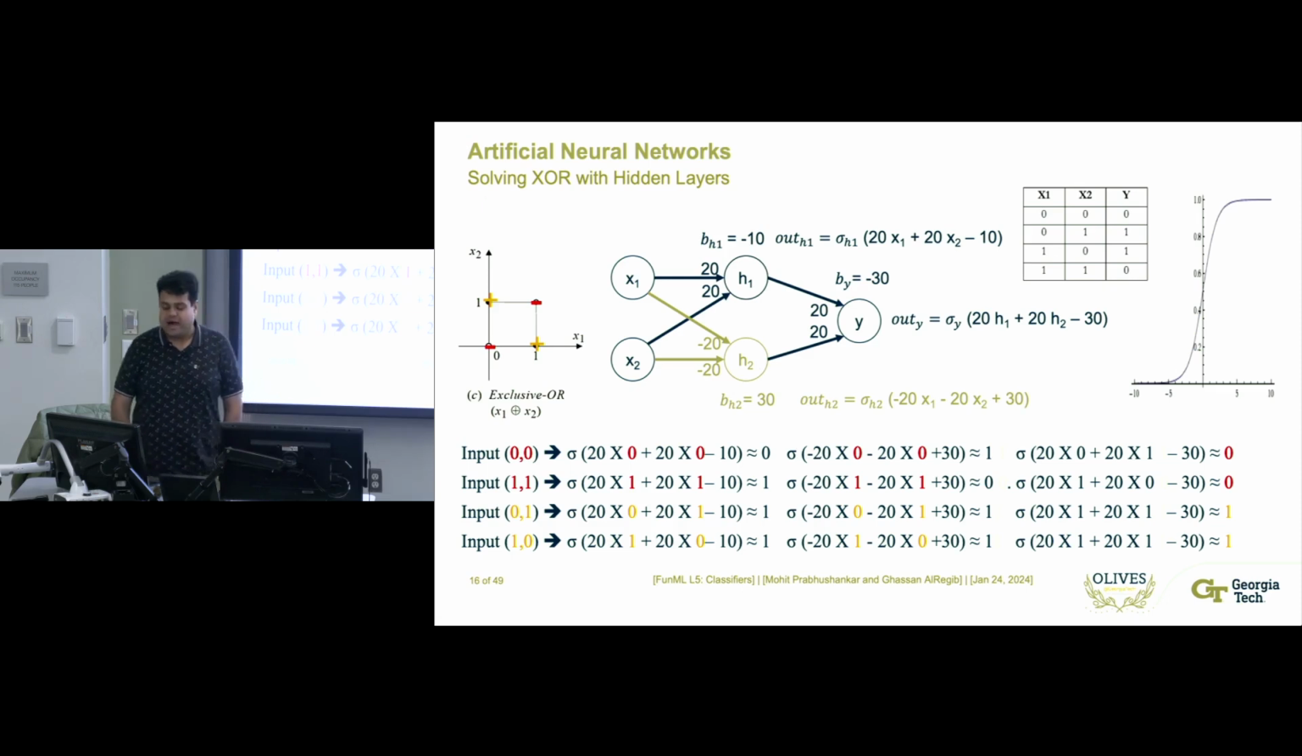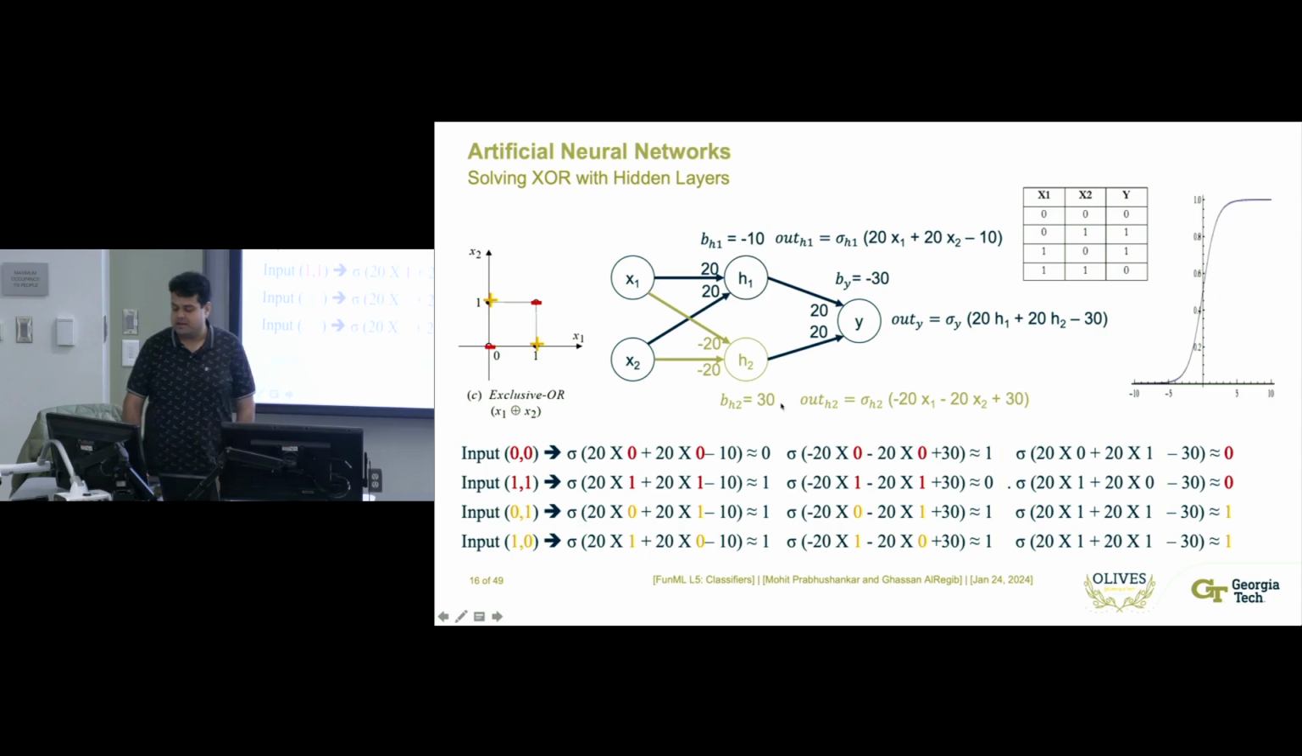All right, so now you already have the outputs of H1 and H2, but the outputs of H1 and H2 are stacked onto the output layer, right? So they are now the inputs to the final layer here, which is Y. So now you need to calculate Y, and Y again is similar: sigma of 20 H1 plus 20 H2 minus 30, because the bias here is minus 30, and the weights are 20 and 20.